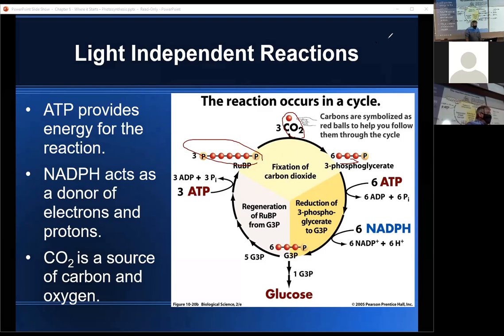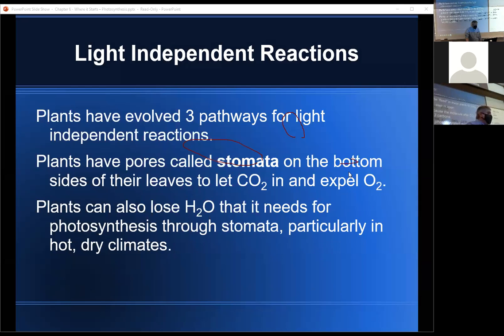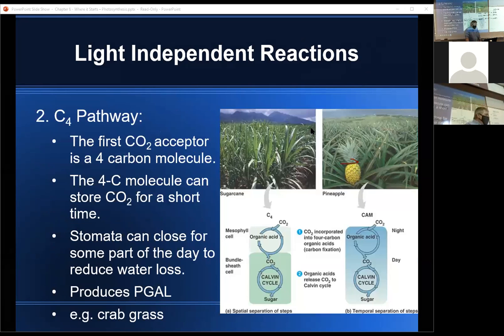Now, it's a little bit different. Remember that we have 3 different light-independent pathways, and carbon fixation is a little bit different in the 3. So the Calvin-Benson cycle, the carbon fixation route that I showed you, is called the C3 pathway, because we fix the carbon as a 3-carbon PGA. We also have the C4 pathway. So in the C4 pathway, carbon fixation is a little bit different. It's fixed as a 4-carbon molecule.